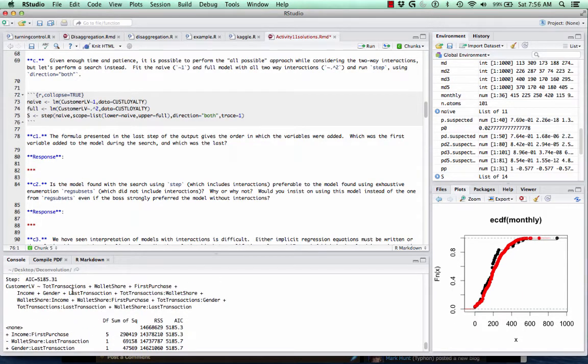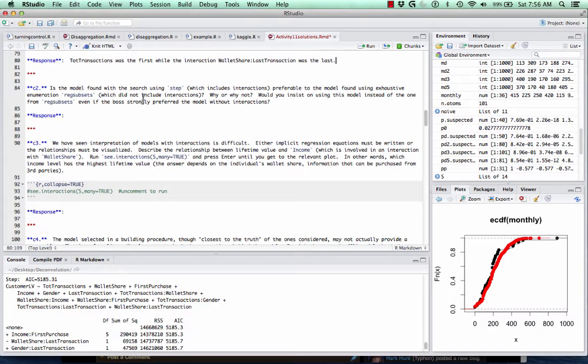All right, so the formula presented in the very last step of the output actually gives the order in which the variables were added to the model here. So which was the first variable added and which one was the last? Well, total transactions was the first, while the interaction, wallet share, last transaction was the last.